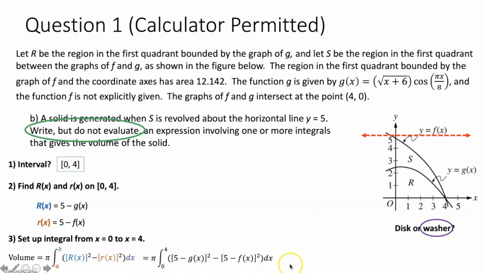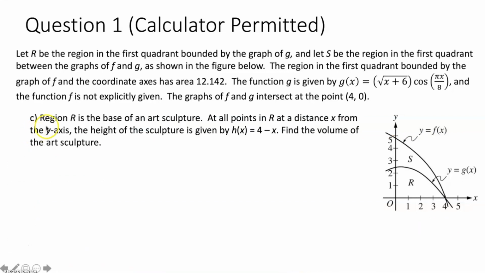So all we have to do is box this up and call it a day. You're done. Now part C says region R is the base of an art sculpture. At all points in R, at a distance x from the y-axis, the height of the sculpture is given by h of x is equal to 4 minus x. Find the volume of the art sculpture.